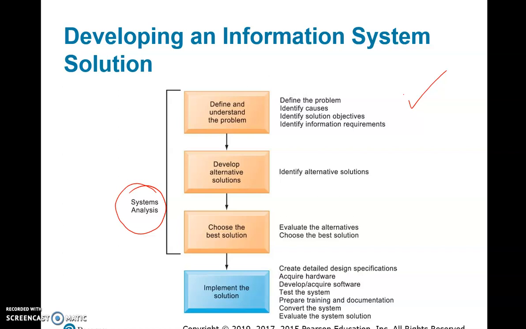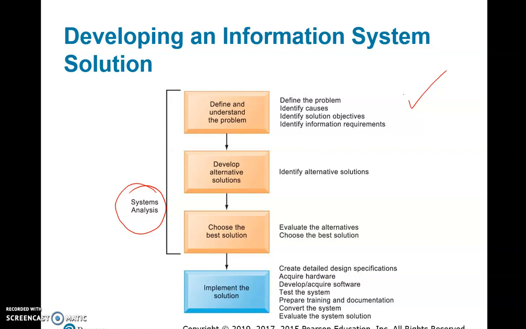When they define the problem, they need to make sure that the problem is defined in such a way that it does not have any problems of its own. So it is easy to read, easy to understand in a very cohesive way. And from the definition of the problem, the professionals should understand the causes, or how to identify the causes, and how to identify the solution objectives and identify information requirements. So the problem should be in a very cohesive, easy, understandable way.